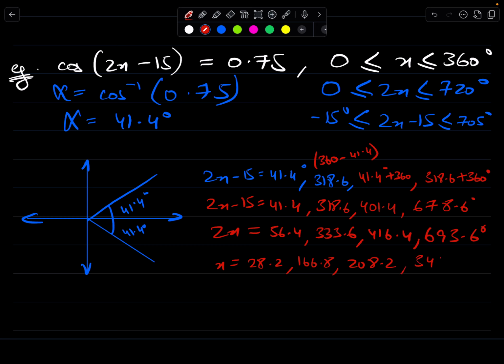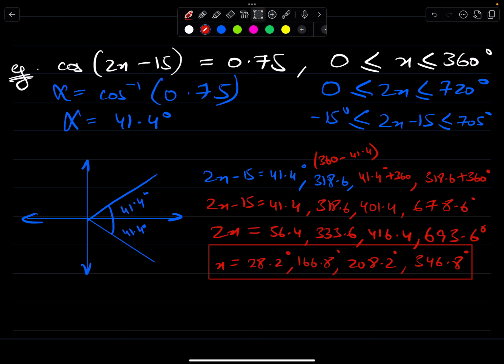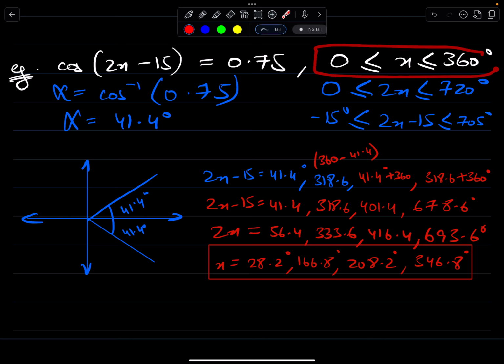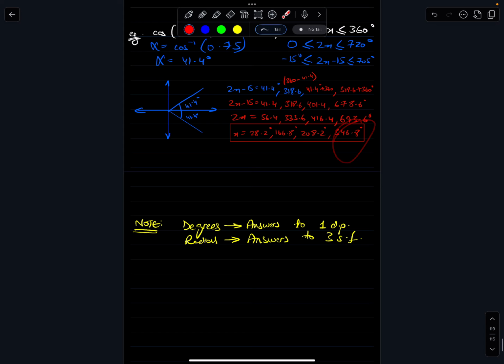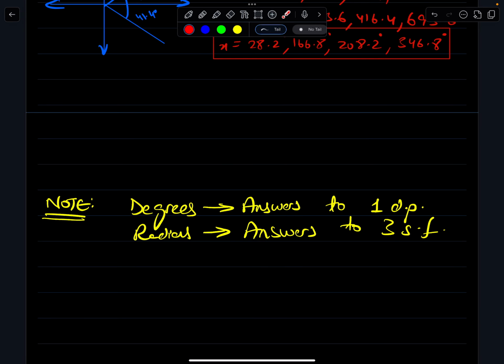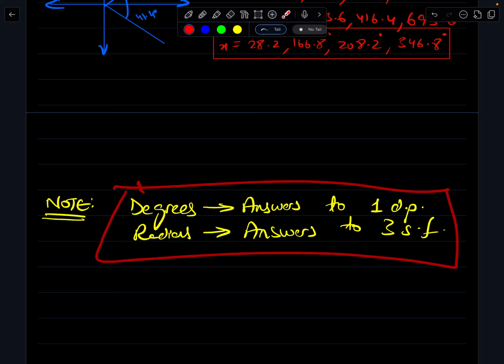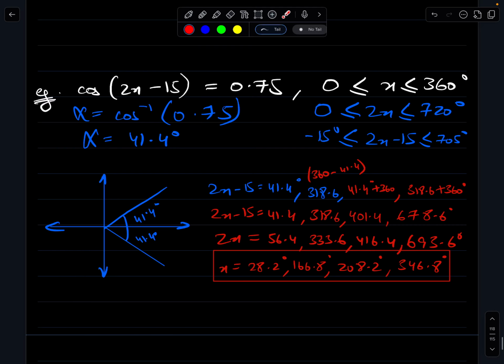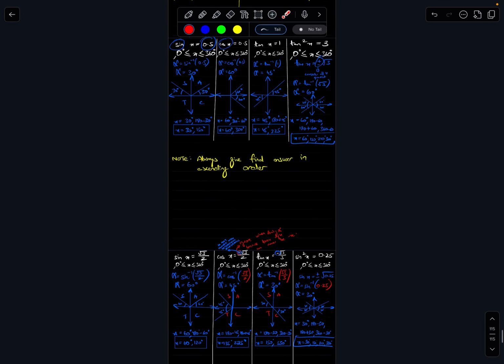And finally 346.8. And this is our final answer, and you can also confirm this answer because if it does not match this range, you realize that you have to reject one of them. And then lastly, answers in degrees should always be given to one decimal place, and in radians should be given to 3. So this is how we solve trigonometric equations in degrees.